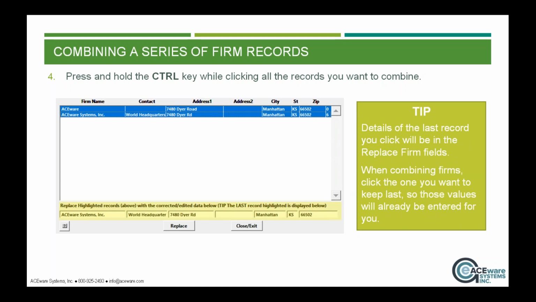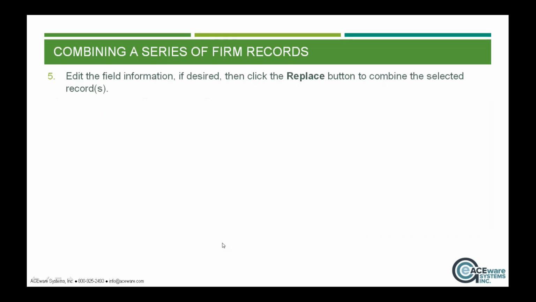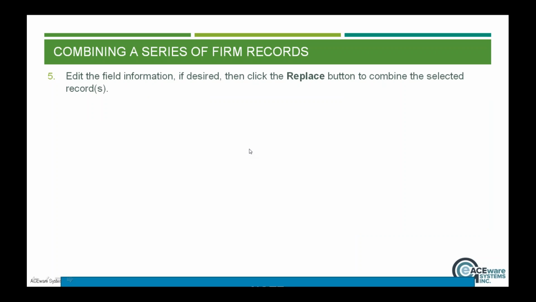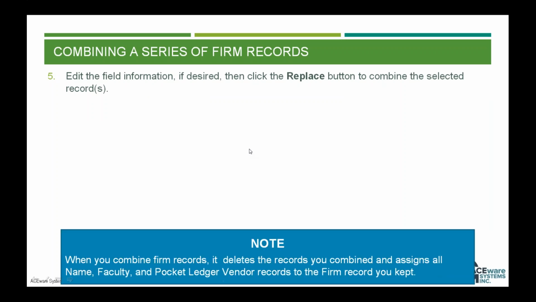Again, remember, it's the last record that you click on. So if you're doing a combine using regular Windows control click, you could choose 15, 100, whatever number. The last one is the one that will show up down here, and that is the record that if you don't change anything at all and just click replace, that's the information that remains. And again, showing us how we do this.